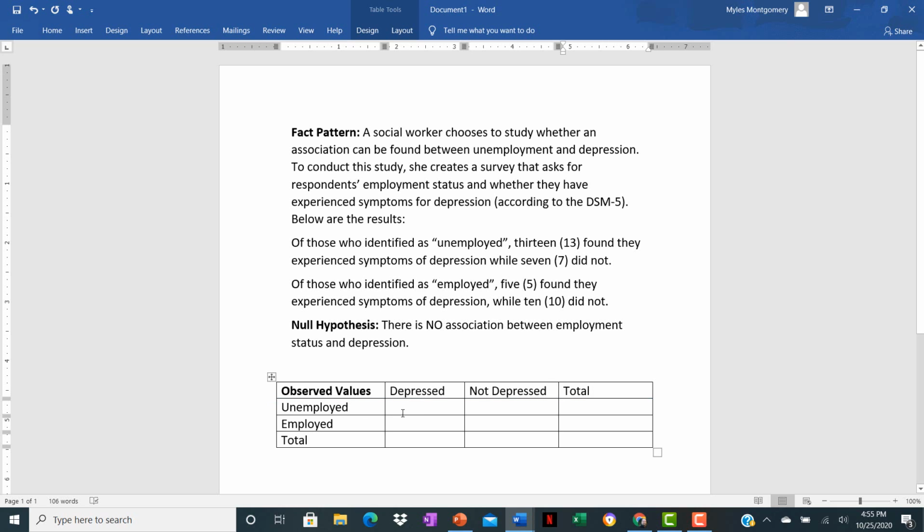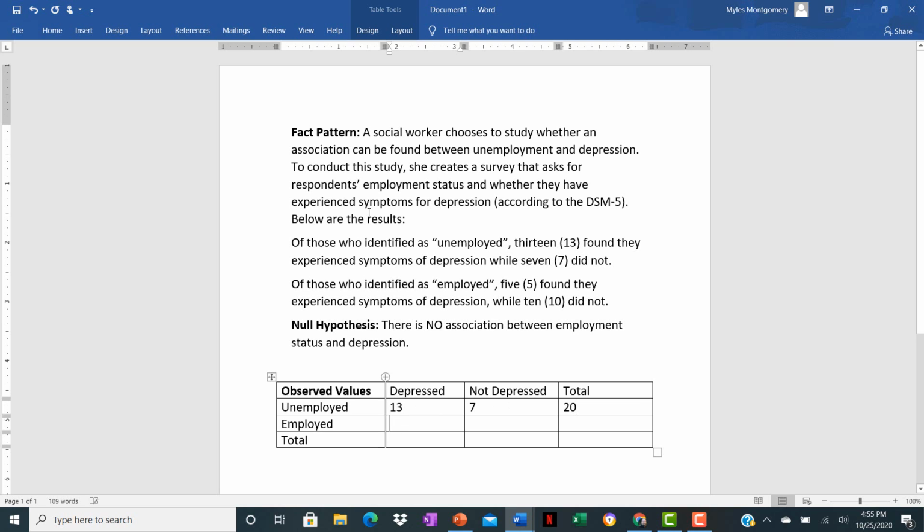With respect to the observed values, we can start filling these out pretty rapidly. For unemployed, those who are depressed, we have 13. Unemployed, not depressed, we have 7, so we'll put that there. And if we go across, 13 plus 7 equals 20.